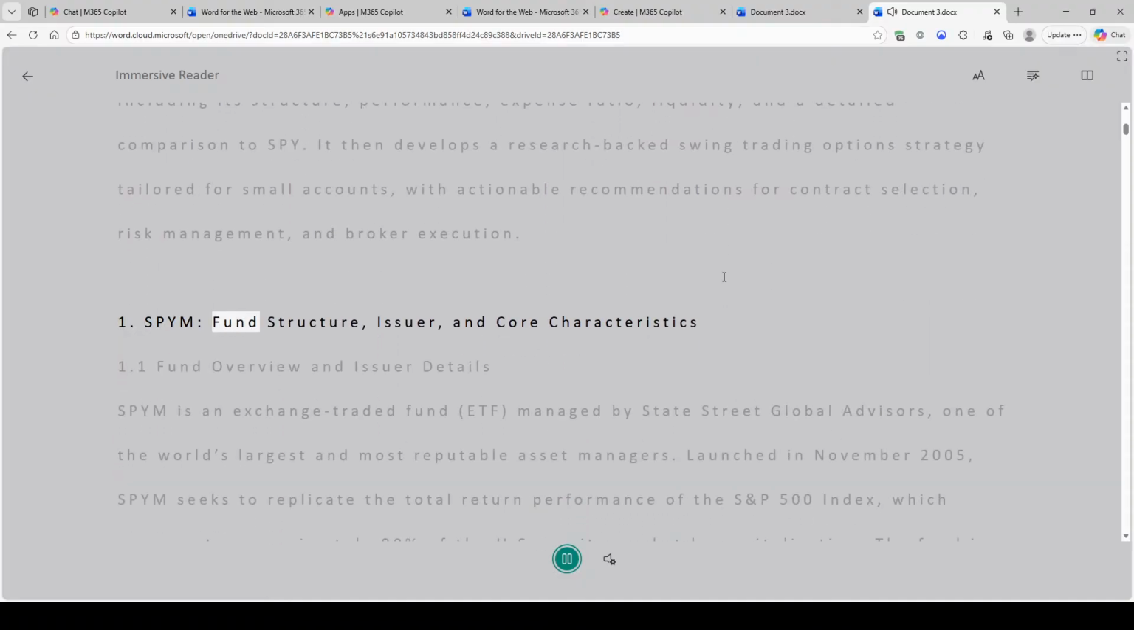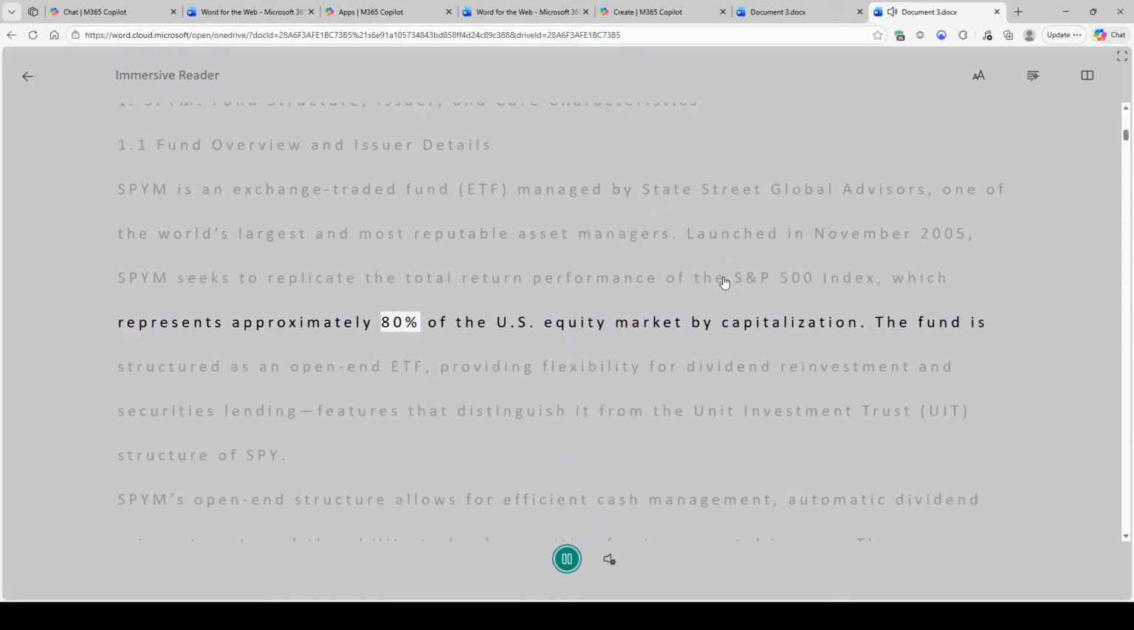1. SPYM, Fund Structure, Issuer, and Core Characteristics. 1.1 Fund Overview and Issuer Details. SPYM is an exchange-traded fund, ETF, managed by State Street Global Advisors, one of the world's largest and most reputable asset managers. Launched in November 2005, SPYM seeks to replicate the total return performance of the S&P 500 index, which represents approximately 80% of the U.S.